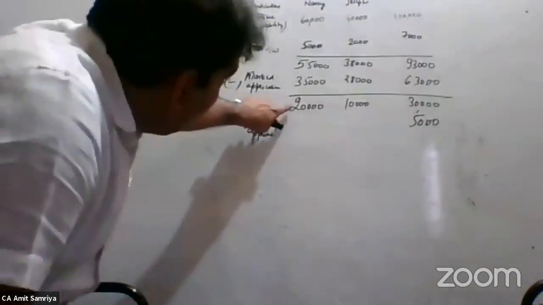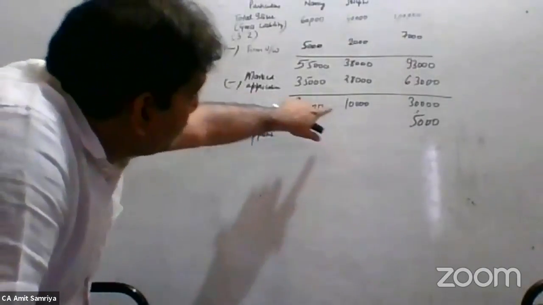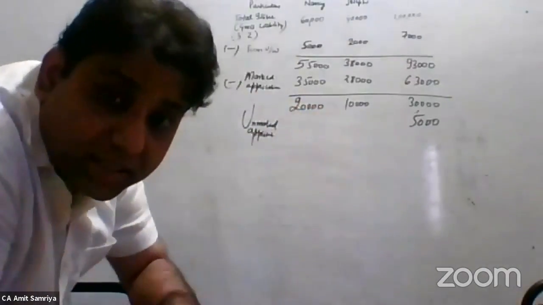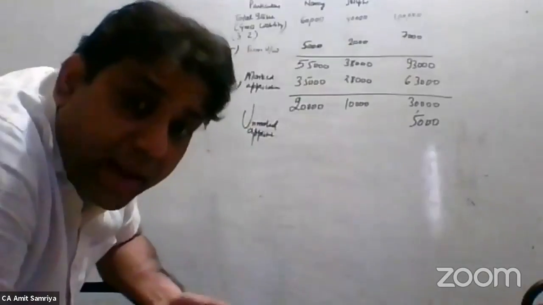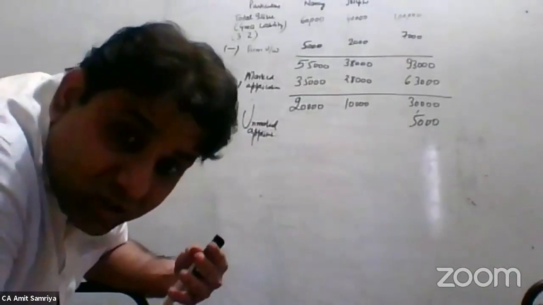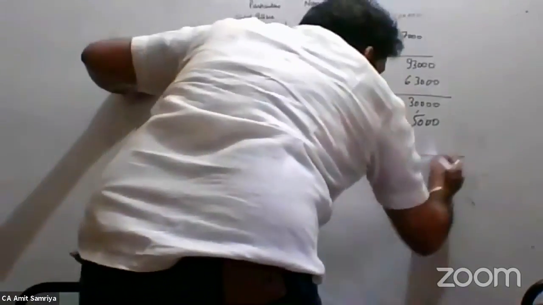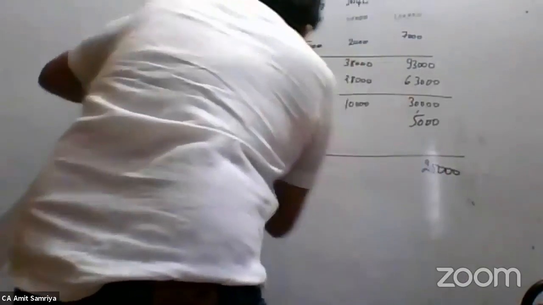So here the company will compel Nancy to take 20,000 shares and Joseph to take 10,000 shares, total 30,000 shares. But how can the company compel? Because the company is not having 30,000 shares, because 5,000 shares are also sold. So the benefit of unmarked application is given to underwriters.